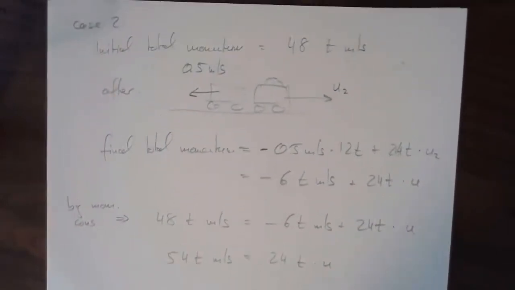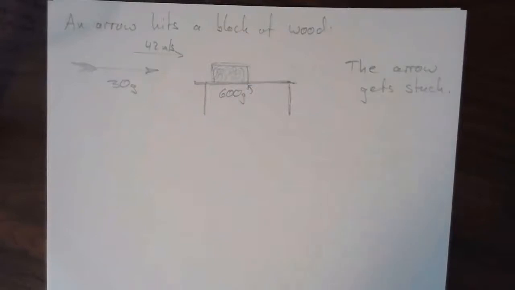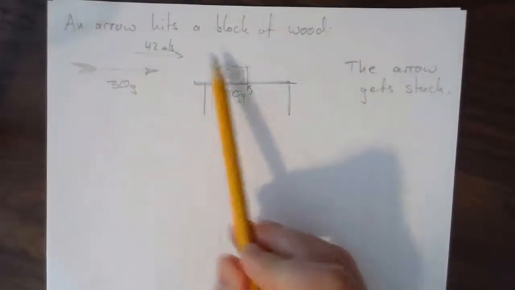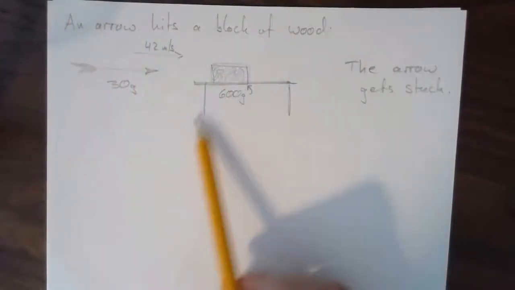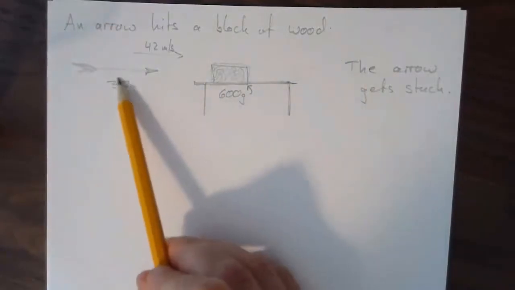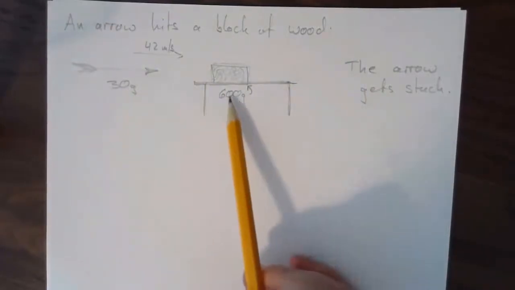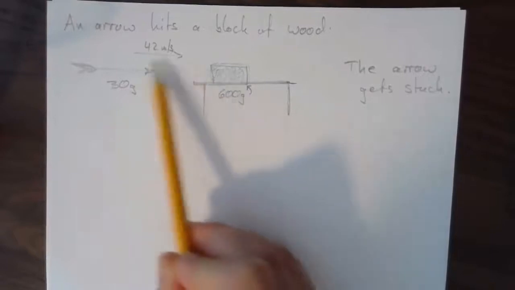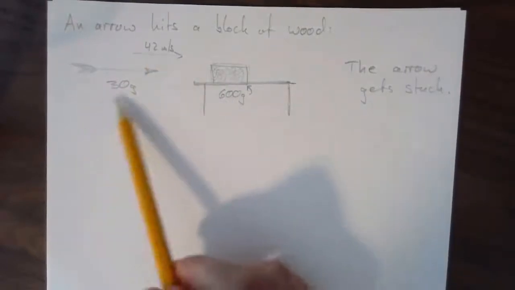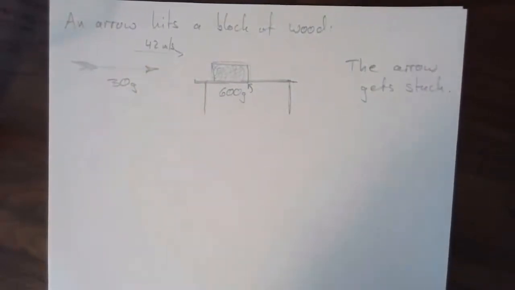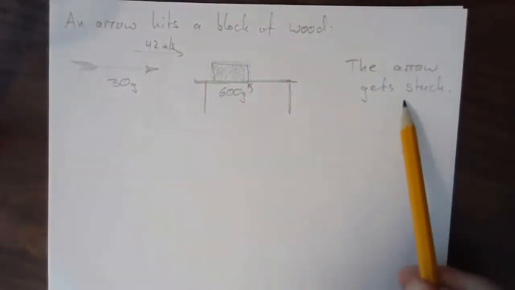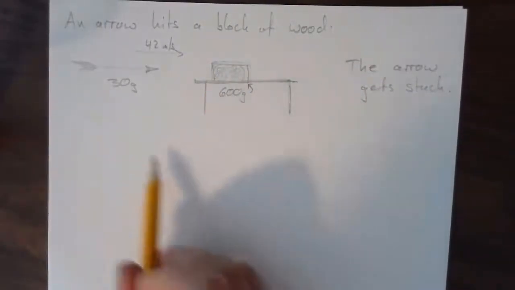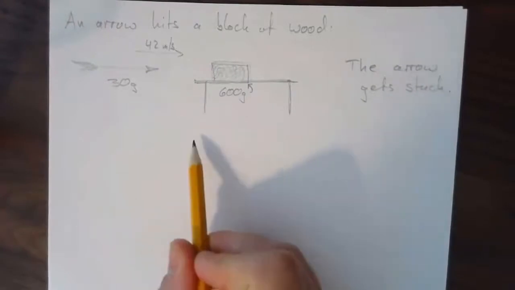All right, let's go to the next example. Here's the next example. I imagine an arrow hits a block of wood that's sitting on a table right here, and the arrow is 30 grams, the piece of wood is 600 grams, and the arrow moves at 42 meters per second. I think those are fairly realistic values. And now the arrow gets stuck. So afterwards, they're going to move together.